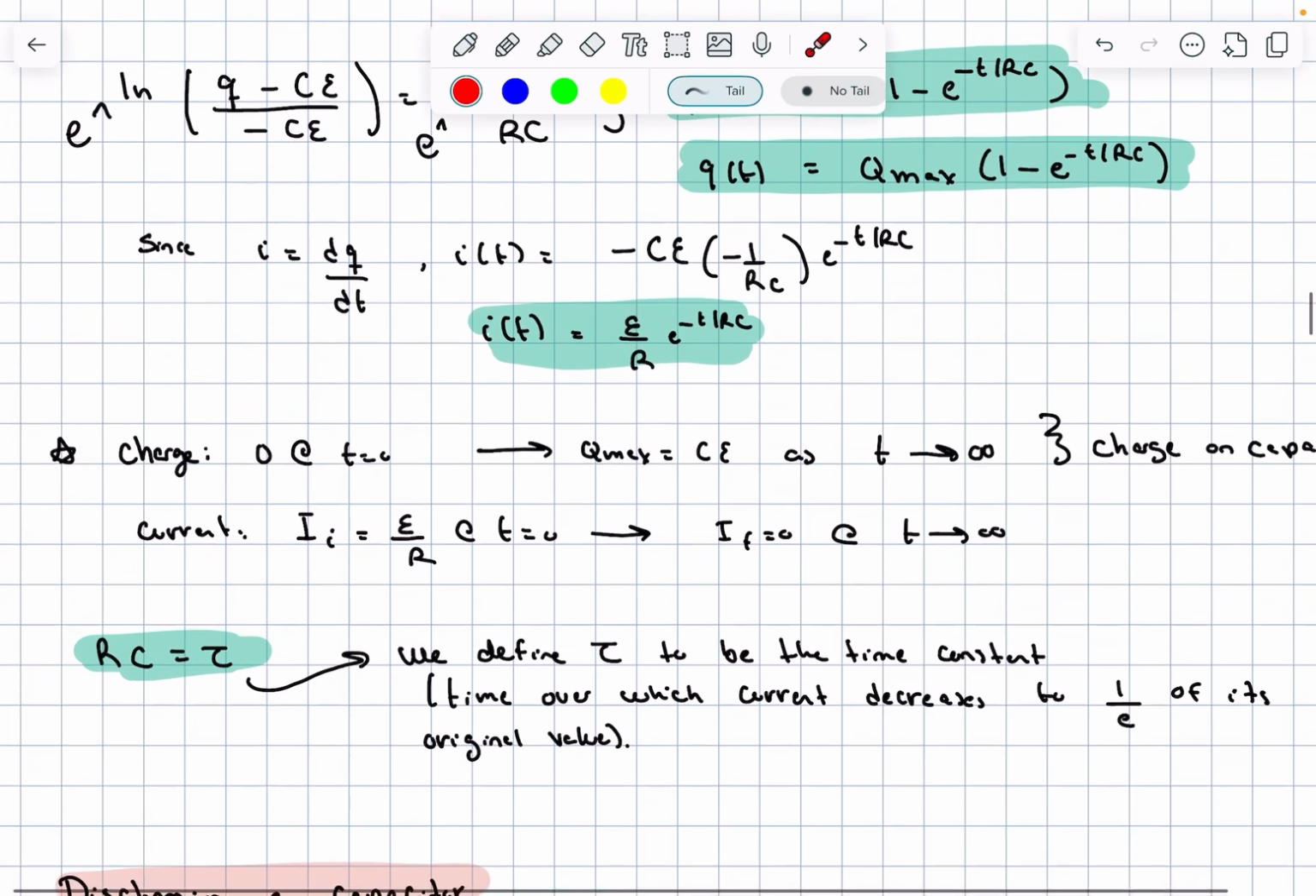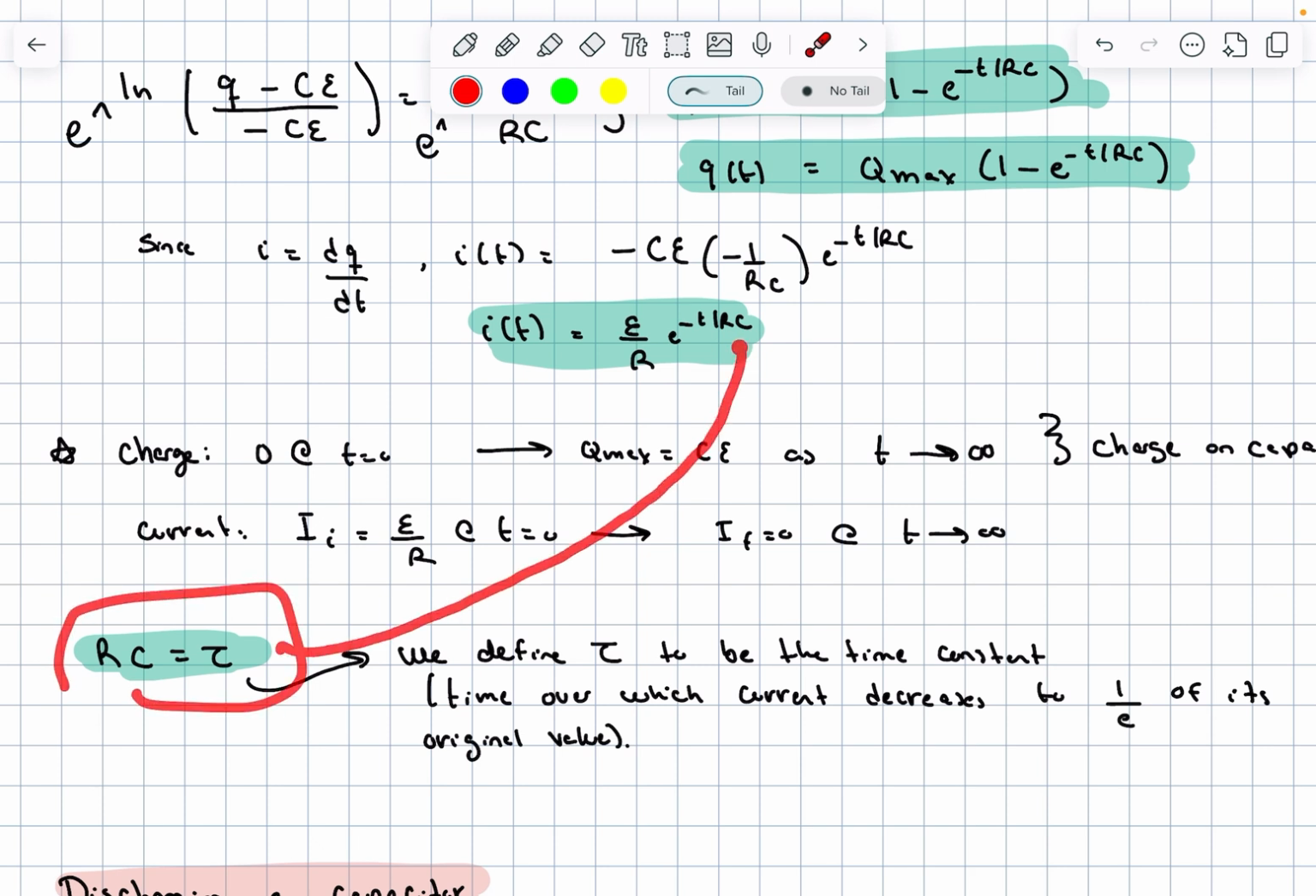Now we're going to do one more thing where we replace RC by tau, where tau is defined to be the time constant. That's just the time over which the current decreases by 1 over e of its original value. That's not super important. What is important is just knowing that this is R times C, and we're just plugging it in because it makes some things look a little bit prettier when we graph them. So here, this is tau, that is tau, that is tau.